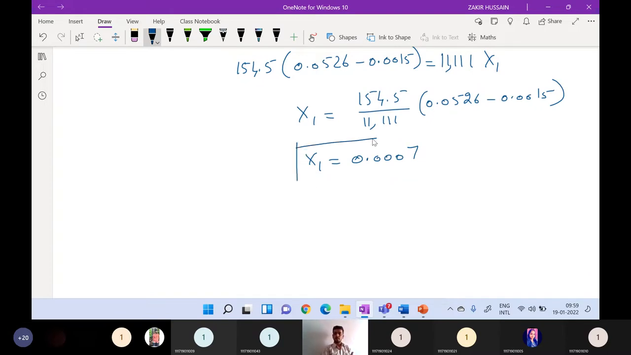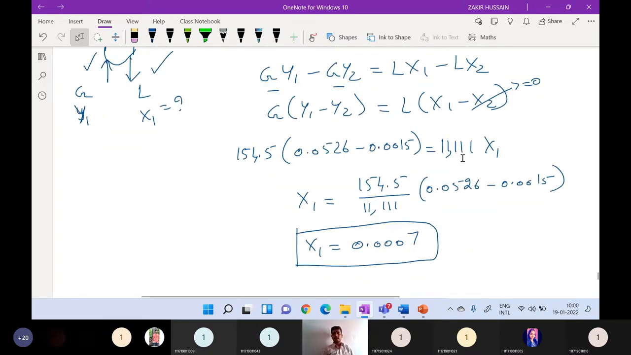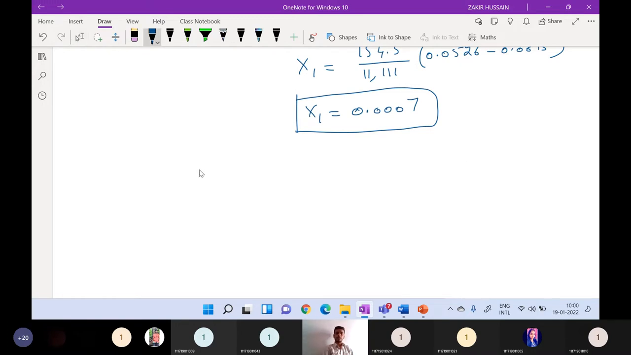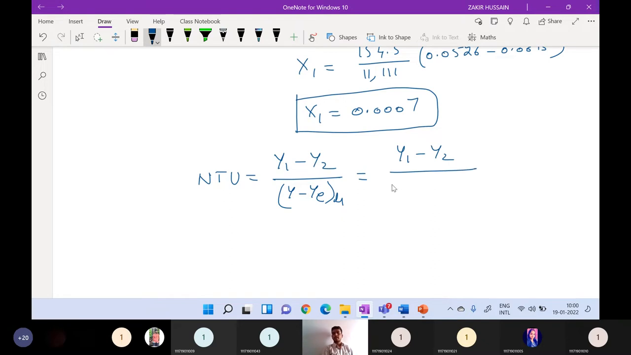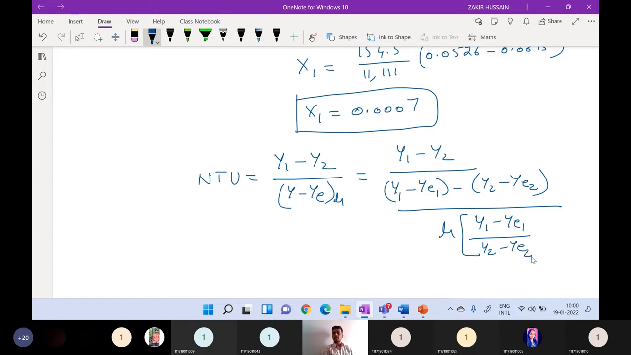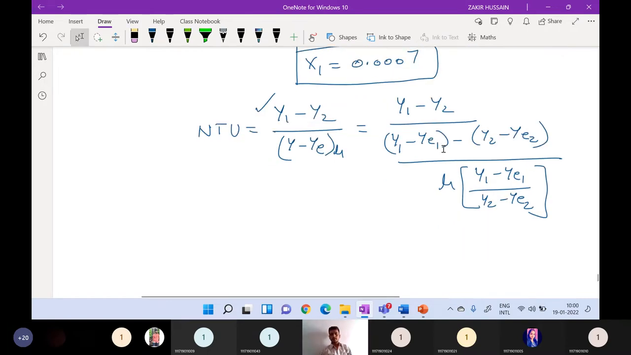Now we already have Y1, Y2, X1, X2. Everything is there. So next, for the calculation of NTU, we already estimated the formula yesterday. NTU is equal to Y1 minus Y2 by Y minus YELN, where YELN is Y1 minus YE1 minus Y2 minus YE2 divided by ln of Y1 minus YE1 divided by Y2 minus YE2. It is better to remember this big equation, because it cannot be handy to derive.